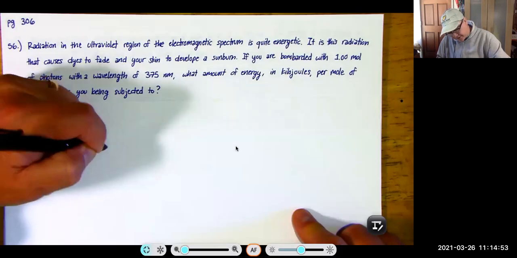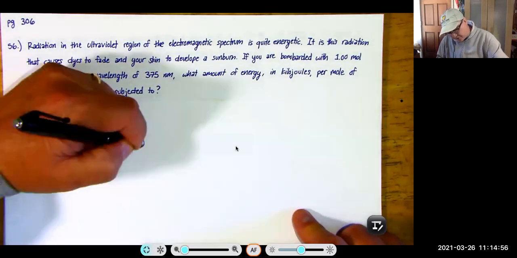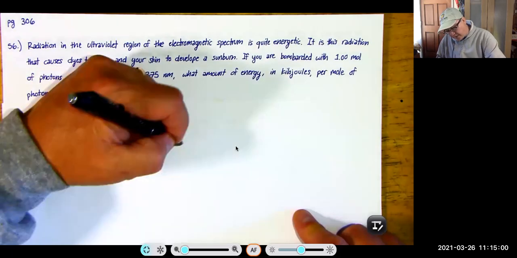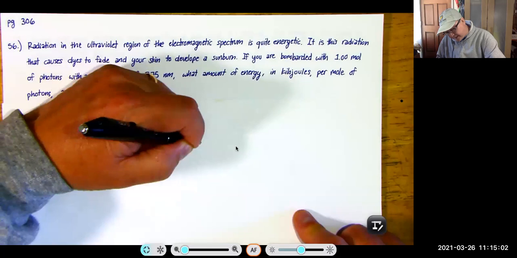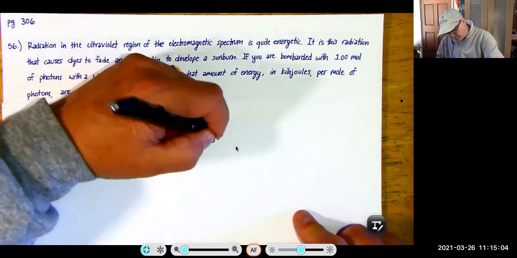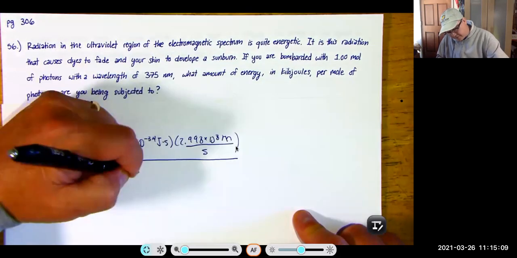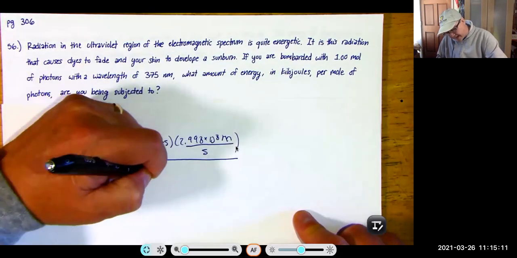So we have 6.626 times 10 to the minus 34 joule seconds, 2.998 times 10 to the 8th meters per second, and 375 times 10 to the minus 9 meters.